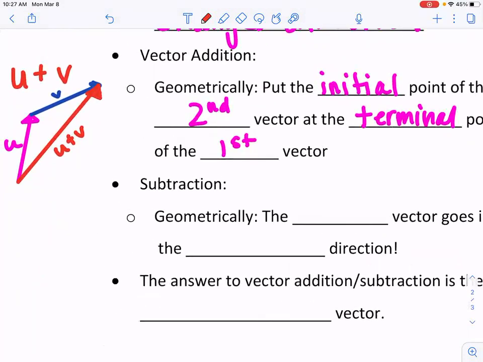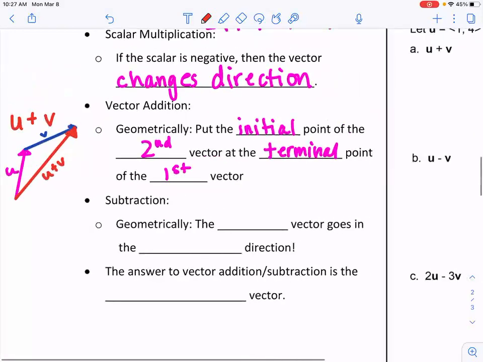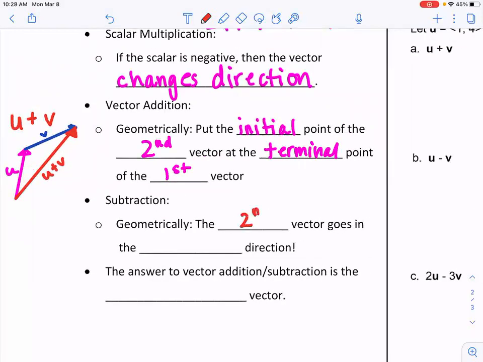Now, subtraction. If I ask you to subtract a vector from another one, then geometrically, the second vector is going to go in the opposite direction. We are basically adding the opposite vector. We're not really subtracting, we're adding the opposite vector.